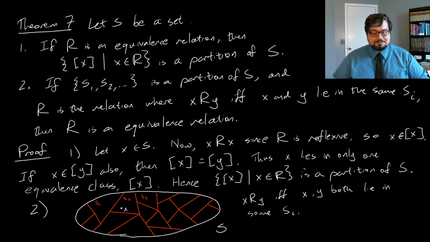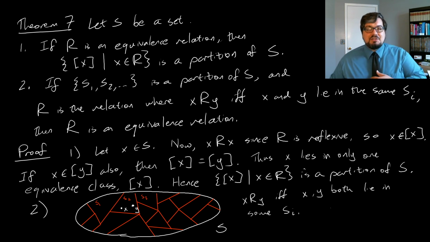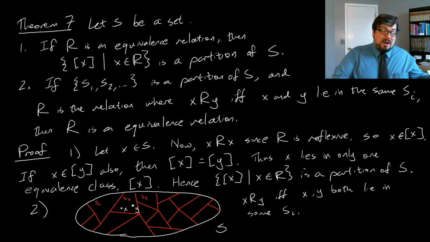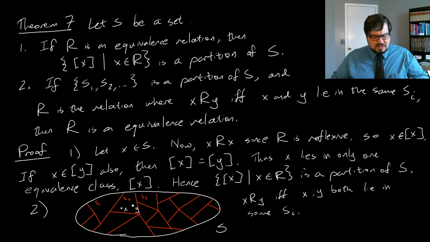That gives reflexivity. For symmetry, let's suppose that we have X and Y and they're both related to one another. And well, that means that X and Y both lie in some single subset. So we might have this picture. We might have X and Y both lie in S2. But if X and Y both lie in S2, that means that Y and X both lie in S2. This condition of both lying in the same subset doesn't have any order to it. To say that X lies in S1 and Y lies in S1 is exactly the same as saying Y lies in S1 and X lies in S1. They both mean the same thing.